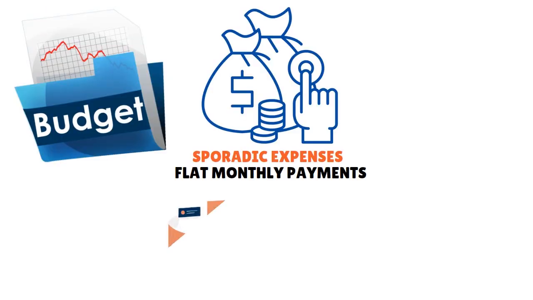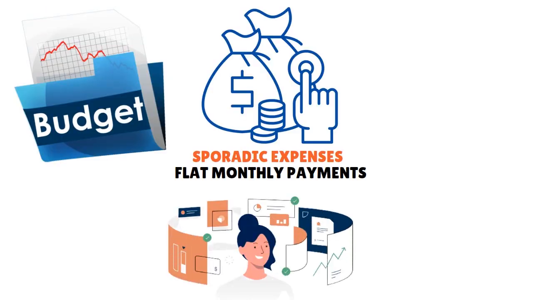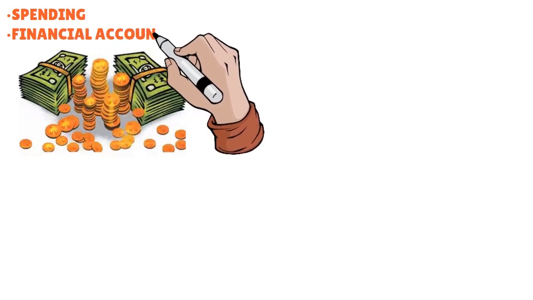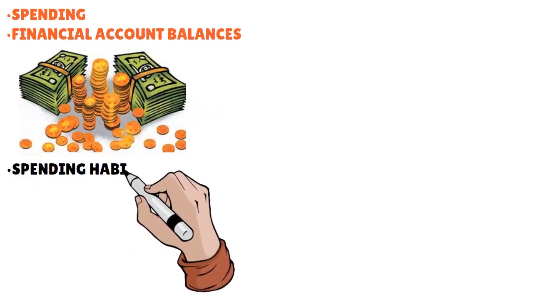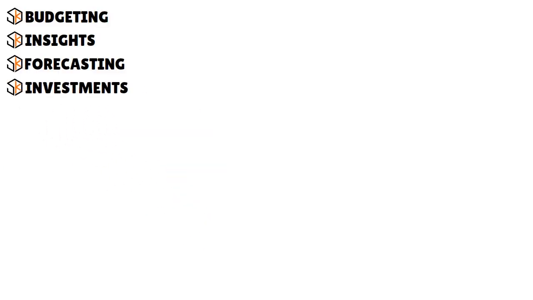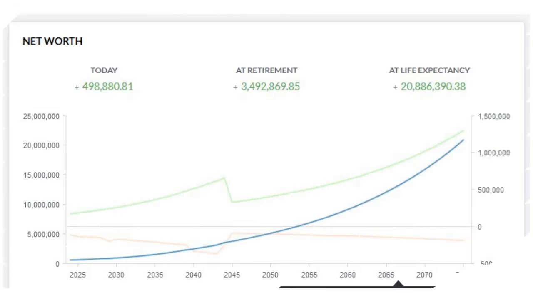So besides budgeting, you have insights. Here you have visual tools to help you understand your finances and where you are going. You have forecasting. So this is really good forecasting. Here you can estimate future income, spending, and financial account balances based on past spending habits, upcoming transactions, and established budgets. You have investments, so you are able to include all investment accounts on the dashboard, including brokerage and retirement accounts. The app can even provide detailed information like data on individual investments, periodic performance, and asset allocation analysis. You also have a retirement planner. So this is really good.